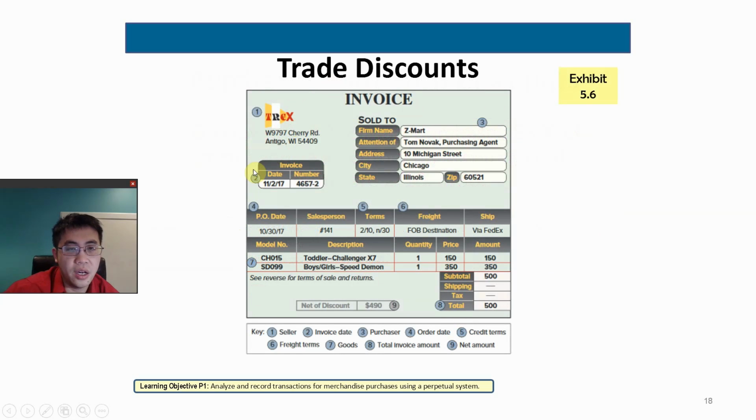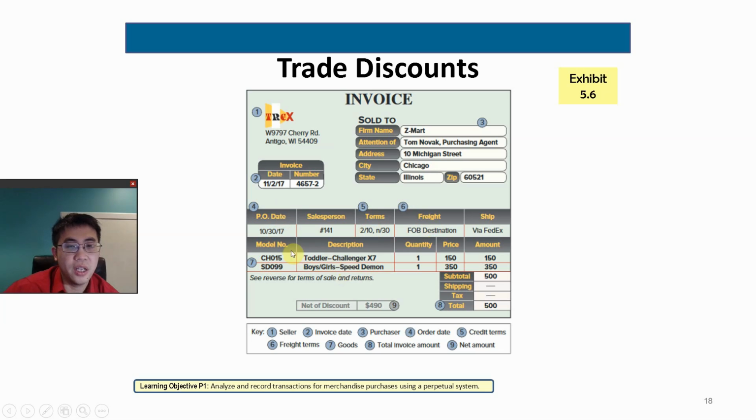And right here, it says the date of purchase. And also it says the seller, the company called Trex. And also this is the information of the buyer, that's yourself, Z-Mart. And also you have the date for delivery. And also you have the terms right here. And you also have a FOB. FOB means free on board. And we will explain that later.